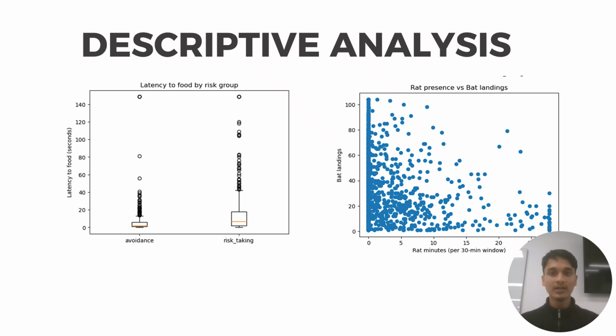So, even though both groups landed around the same time, the avoidance bats behaved more carefully when it came to feeding. The scatter plot helped us confirm another important pattern. What we found was that when rats were present for a longer time, the bats landed less often on the food platform. This shows a negative relationship between rat presence and bat landing. The longer the rats stayed around, the fewer landings were observed from the bats.